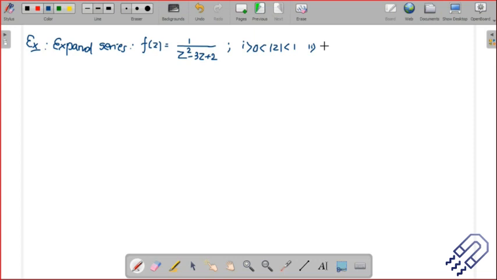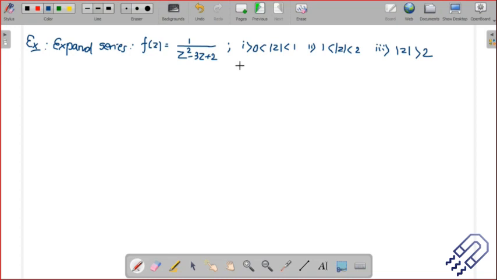This is just a trick that you need to know. That's it. Nothing else in this particular thing. And then in this region, we also have to expand the series, let's say 2 and 1. Okay? And this one example should be more than enough to understand what it is.